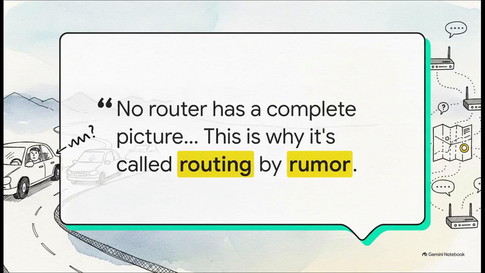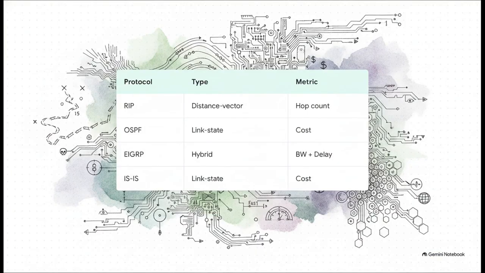Imagine trying to drive across the country, but you have no map, no GPS, and your only strategy is rolling down your window at every single intersection to ask the person next to you for directions. That is exactly how a distance vector protocol works. Let's put these IGPs side by side to really lock in the differences.